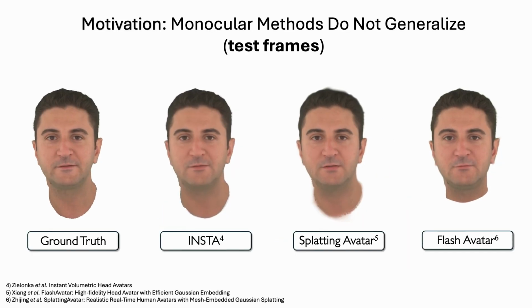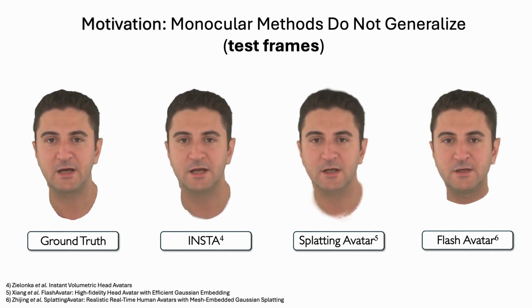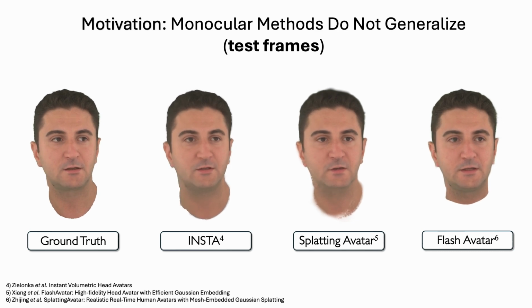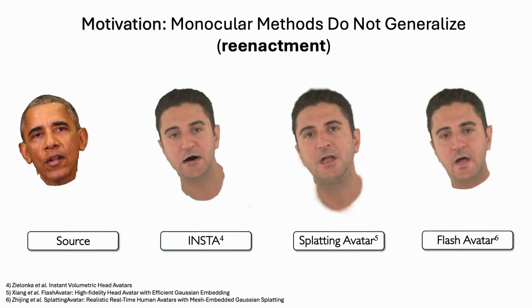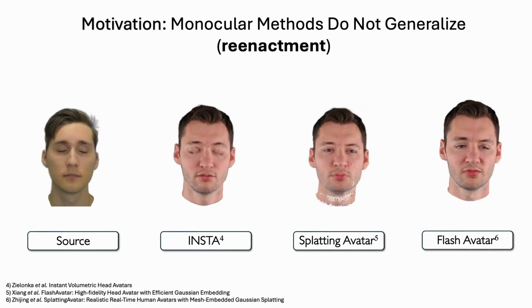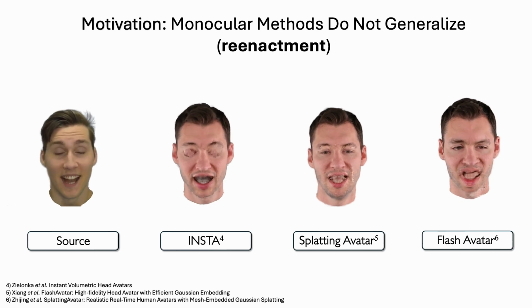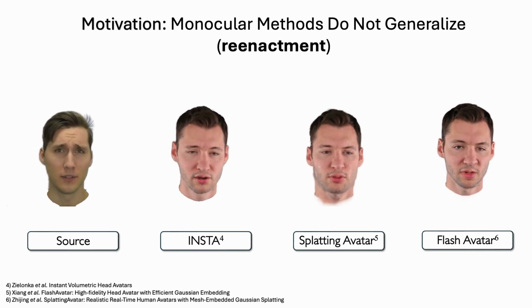Current monocular methods such as INSTA, Splatting Avatar, and FlashAvatar are trained on a single video of a person, which makes them prone to overfitting to specific viewpoints and expressions. This limitation becomes evident in reenactment tasks, where novel expressions and viewpoints transferred from the source actor, shown on the left, reveal the method's difficulty in handling unseen facial expressions and camera angles, often resulting in numerous artifacts.